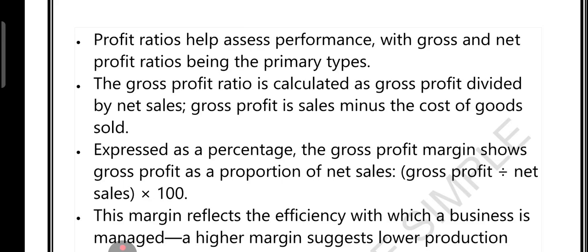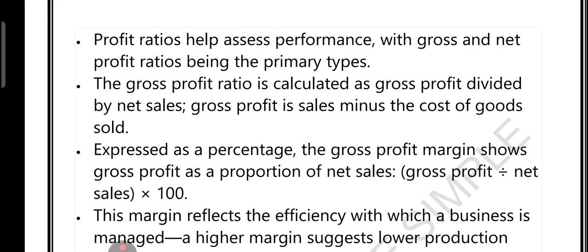How efficiently the business is managing the production cost is shown by the GP ratio. A higher GP ratio means either a higher selling price or reduced production cost. See, the ratio is quite simple. In the numerator we write the profit, in the denominator we write the sale, multiplied by 100. So if the ratio is higher, it means selling price is higher or production cost is lower. Both are a good sign, right?